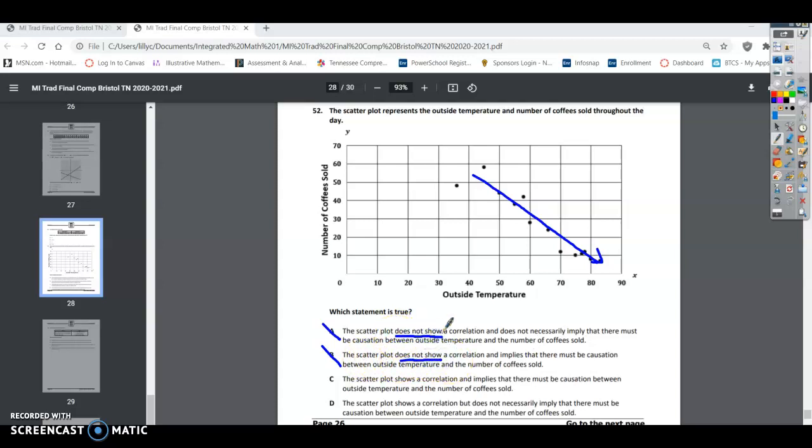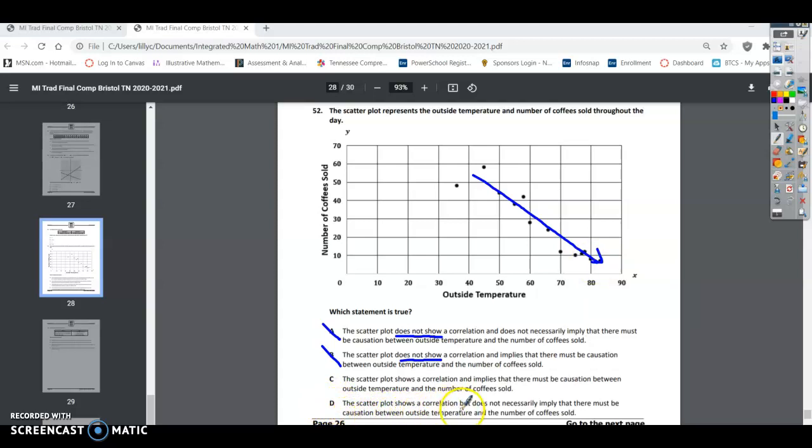show a correlation. All right, C says the scatter plot shows a correlation and implies that there must be causation between outside temperature and the number of coffees sold. Well, it looks like that could be true, but the number of coffees sold is probably independent of the outside temperature. Even though it looks like it is trending down, it does look like fewer coffees are sold the warmer it gets. Maybe they're buying something else instead, maybe lemonade, I don't know. But let's see what D says.